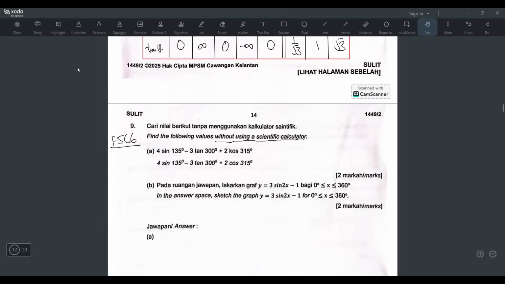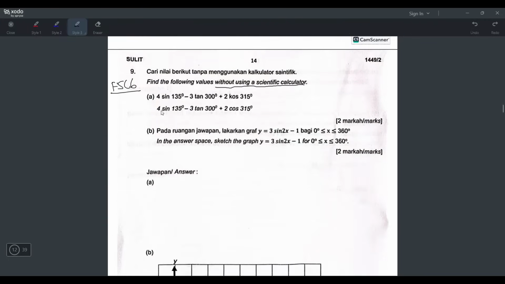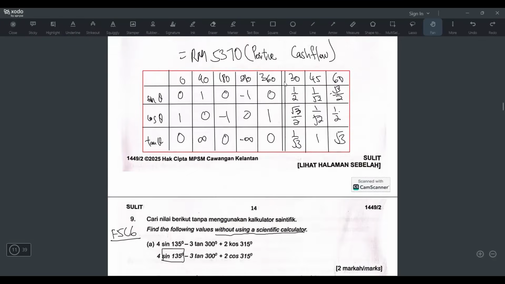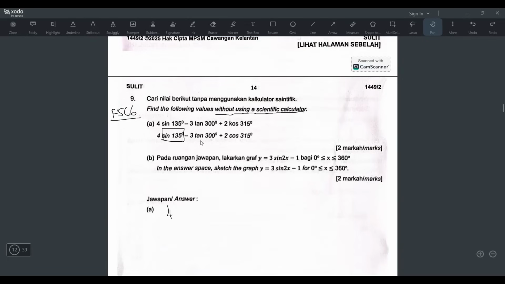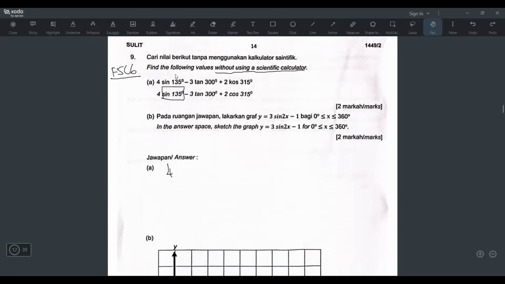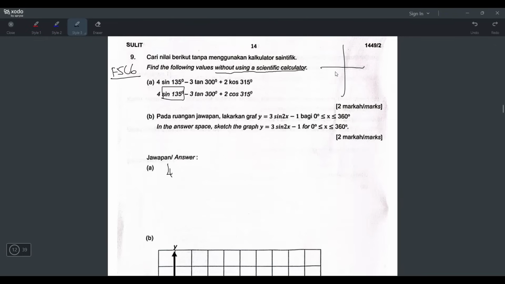So now we can do this question. Right? So you can see 4 sine 135 minus 3 tan 300 plus 2 cos 315. So tell me what is the answer for sine 135? Okay, I know in the table tak ada sudut 135, right? So maybe you say, sir, you tipu, you cakap ini kena guna table ni tapi 135 tak ada sini. Okay guys, before you tengok, you kena cari dia punya reference angle dulu. If the angle is not in quadrant 1, if it's quadrant 2 or 3 or 4, the correct way is to change to first quadrant first.